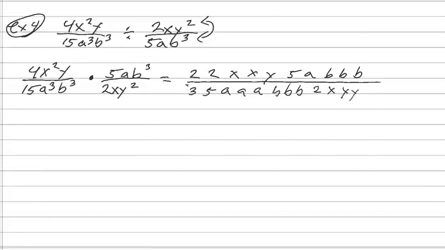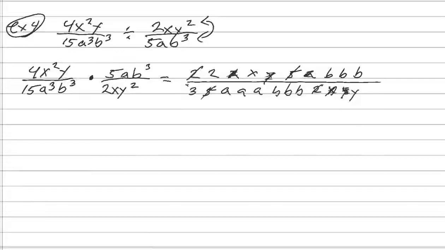But now we can start canceling factors. I have a 2 on the top, 2 on the bottom. I have a 5 on the top, 5 on the bottom. I have an x on the top, x on the bottom. Cross that out a little bit better. I have a y on the top, y on the bottom. Remember, y and y cancels out. 5 divided by 5 cancels out. That's why I'm doing that.